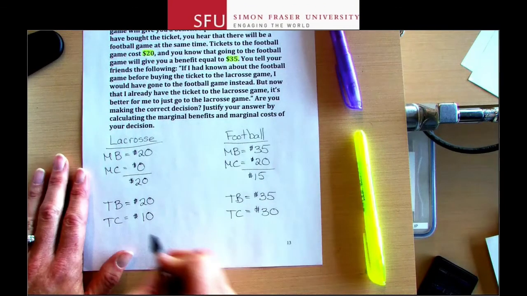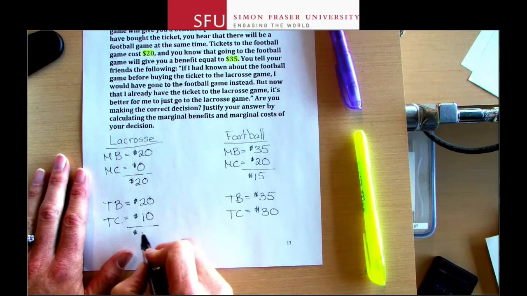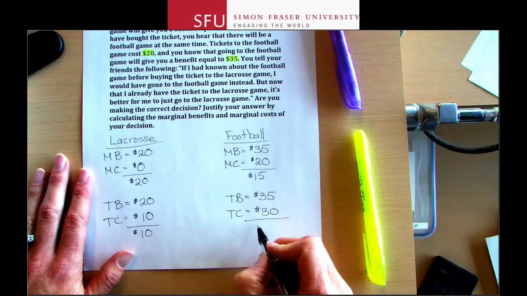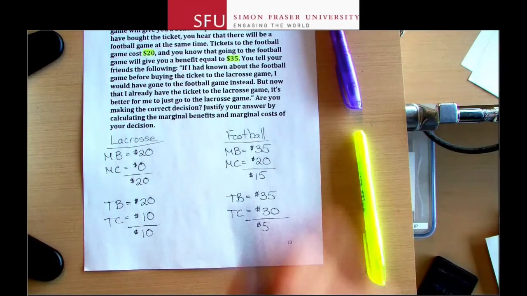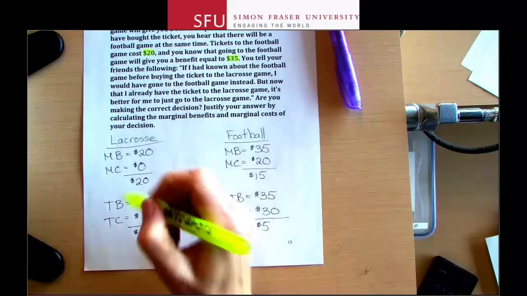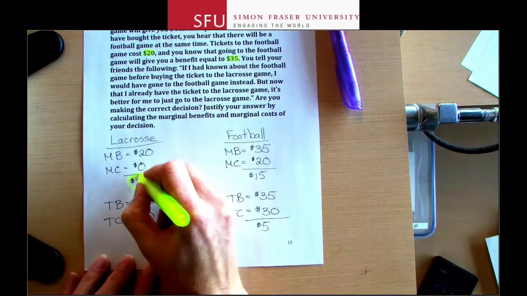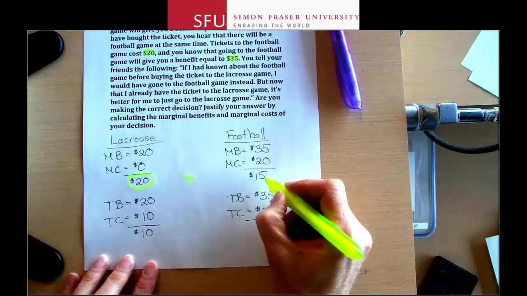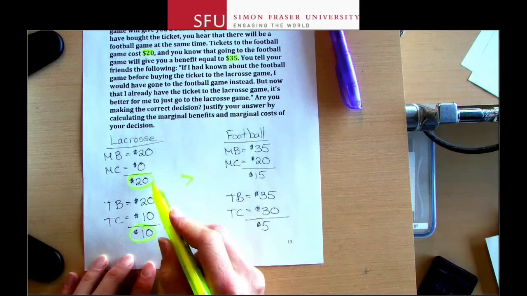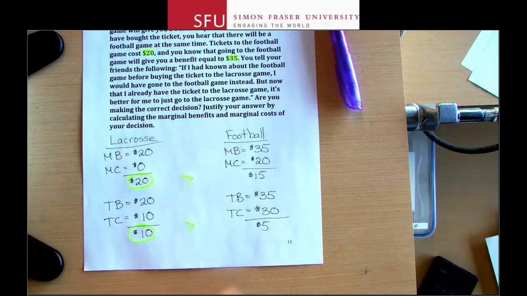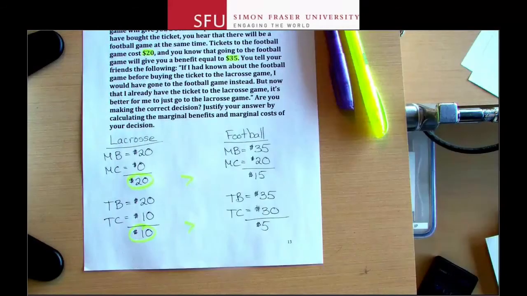All right, so the net, 10 for the lacrosse, 5 for the football game. All right, so same conclusion then. This is bigger than this, and this is bigger than this. So either way, we would decide to go to the lacrosse game because the net benefits are larger.